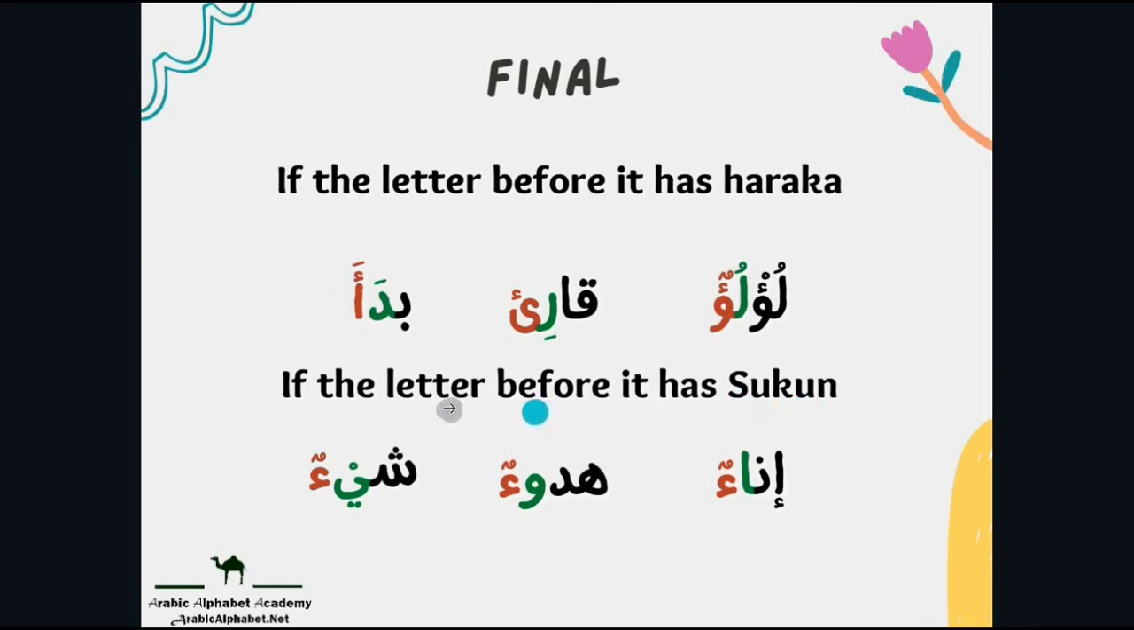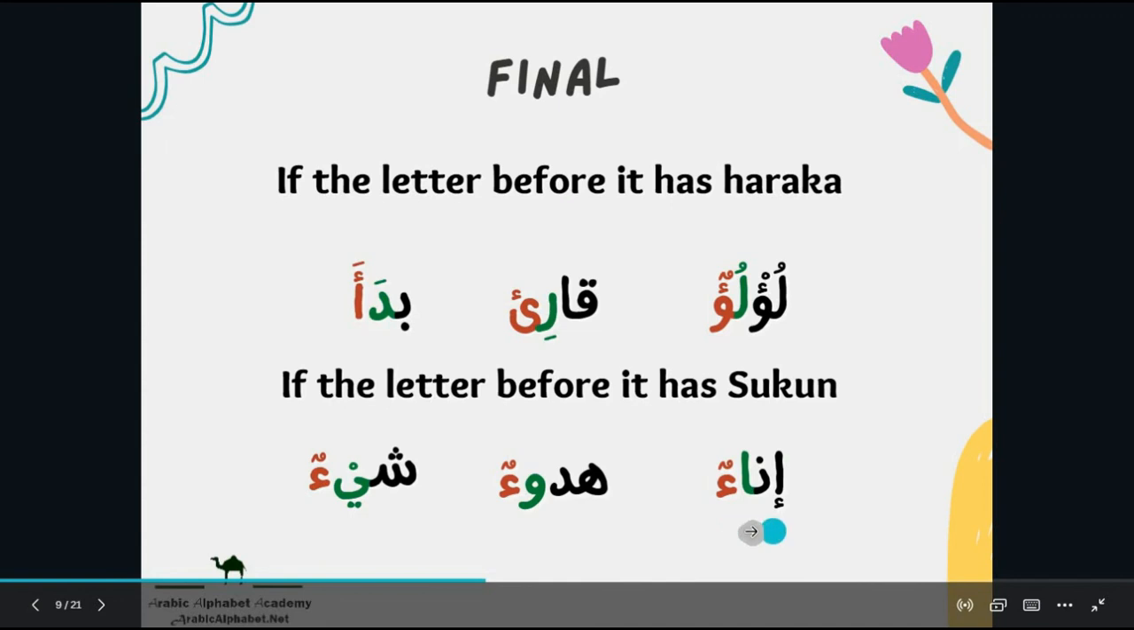Now, what about the case if the letter before it has sukoun? If the letter before it has sukoun, we put the Hamza on the line, like ina'un, a pot. The Alif is Sakina. Why? Because this Alif is used for mad. We have na, na. Here hudu'un, same case, but we have Waw that is mad for Damma. Hudu, hudu, hudu'un. So we put the Hamza on the line.